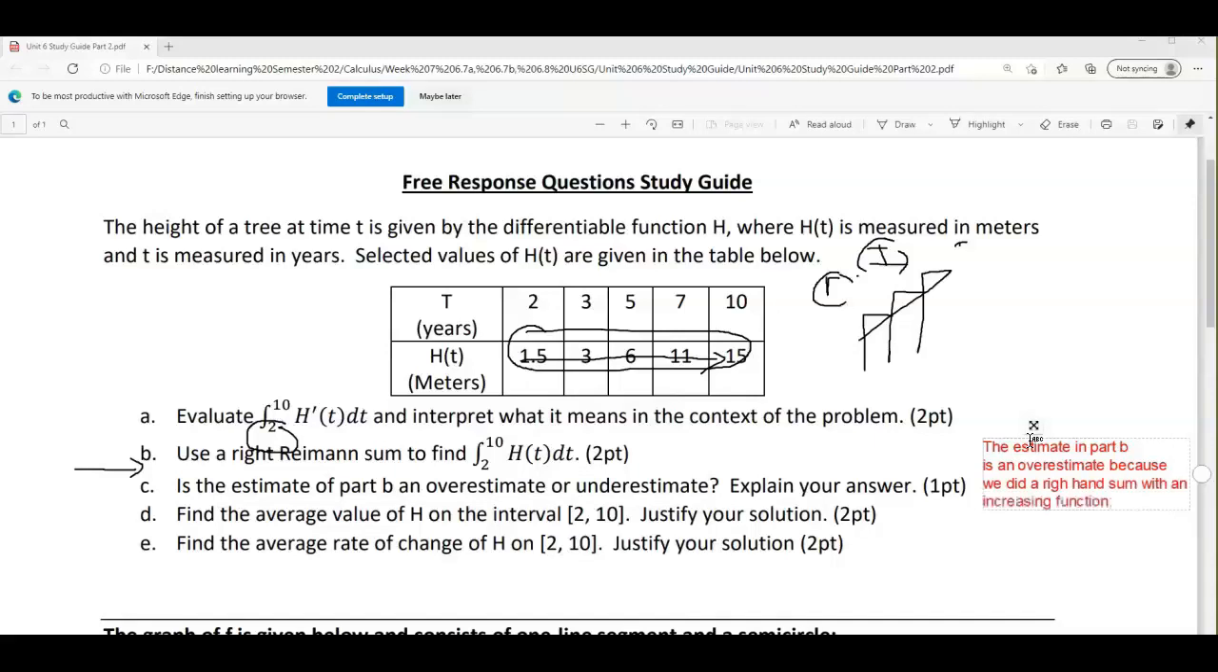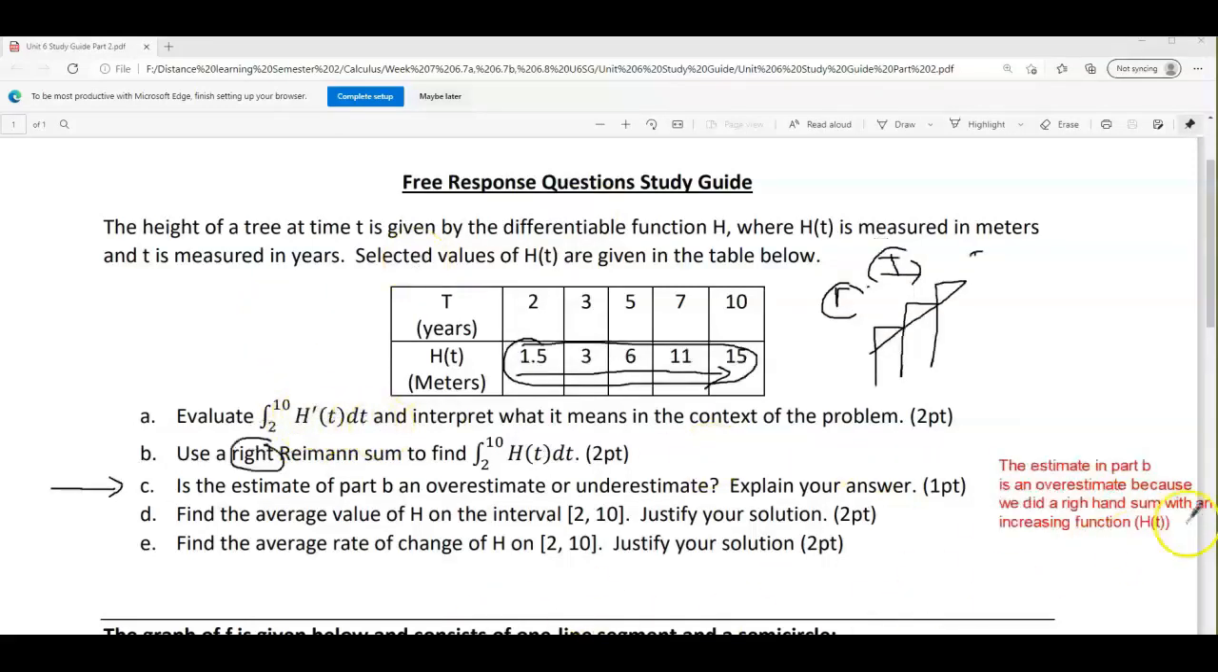So you would need to state that your function is increasing. And in fact, it might even be better to say what that function is. Might want to say h of t, just to be safe, because there is another function up here. It's h prime, and they're kind of picky about that stuff. I don't think it would matter on this problem, but just to be safe.